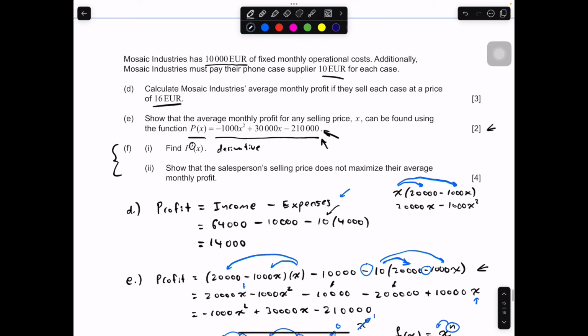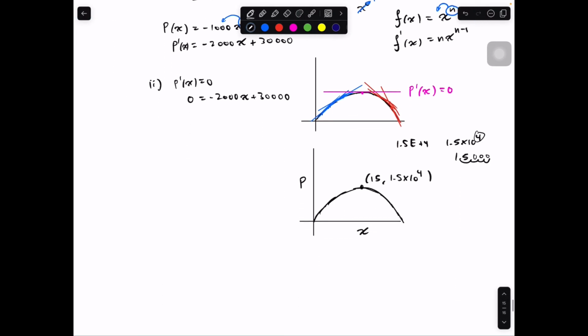So how can we show that the salesperson's selling price does not maximize their average monthly profit? Well, we saw that the maximum profit occurs when we price our phones at $15. Alright.